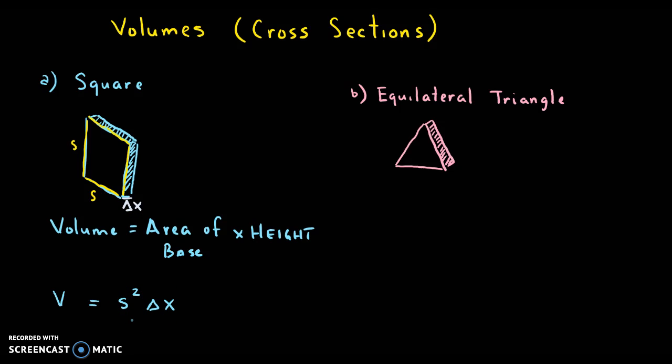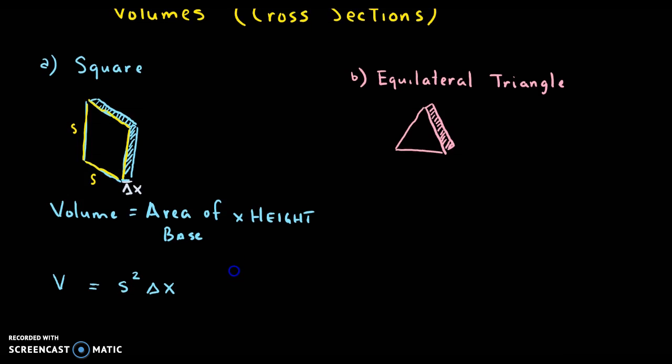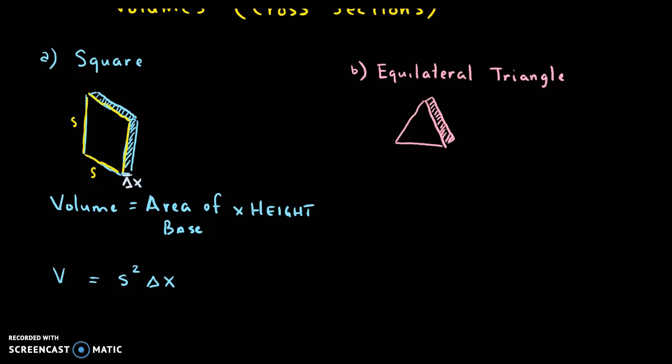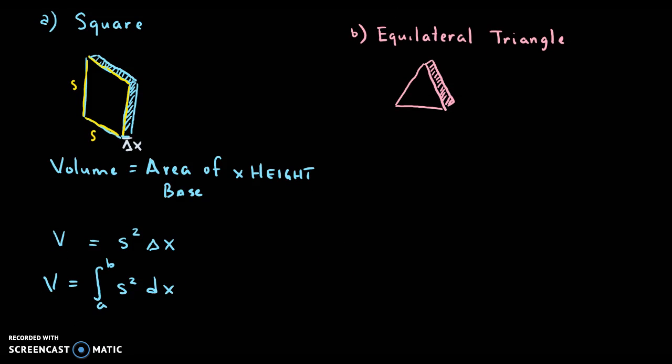Now imagine this is just for one single square. Now imagine if I asked you to accumulate infinitely many of these squares. Well, then our formula would become the volume would be equal to the integral, since we're accumulating so many, from a to b of s squared dx. Now this s, we're going to look at some examples in the next video, is going to be the side of the square, so this is something that we're going to have to figure out. I'm going to put a question mark, and I'll explain how we figure out what s is in the upcoming videos.